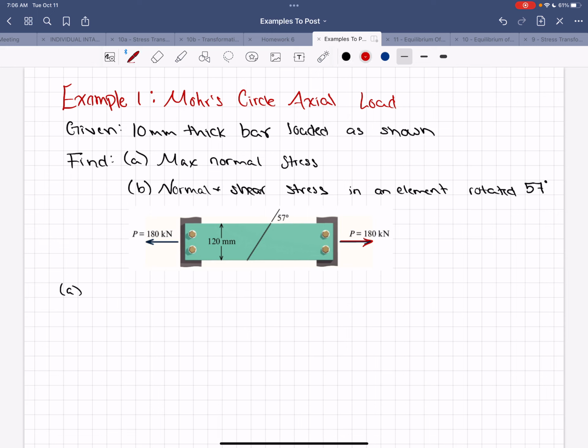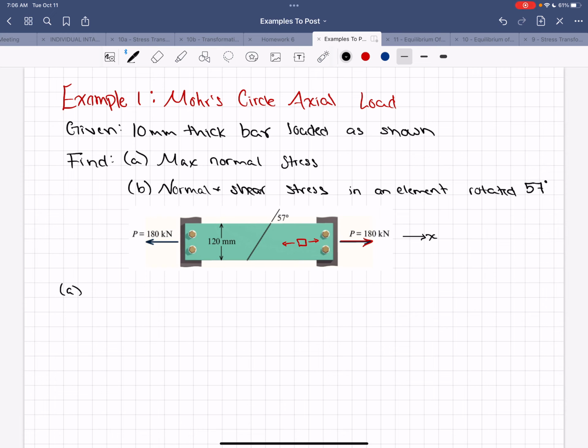the maximum normal stress occurs along the x-axis because it's purely loaded along that x-axis. No shear and no stresses in the y direction.